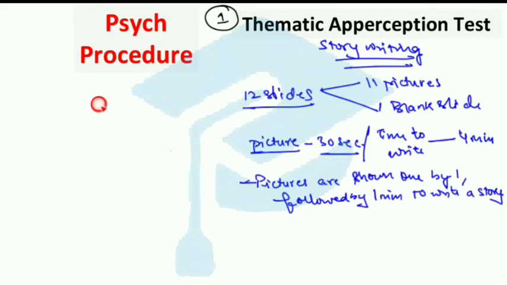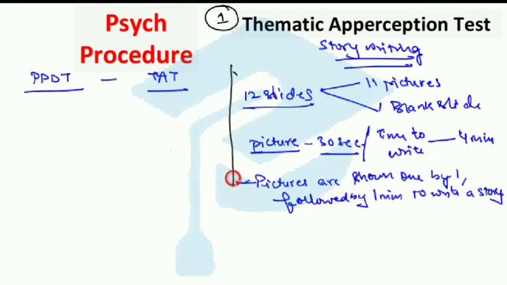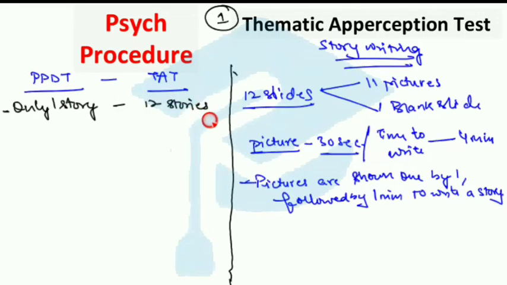Now, story writing you had also done in the stage 1 PPDT. Now I'll tell you what is the difference between PPDT and TAT. In PPDT, it is only one story that has to be written, whereas in TAT, 12 stories are written.